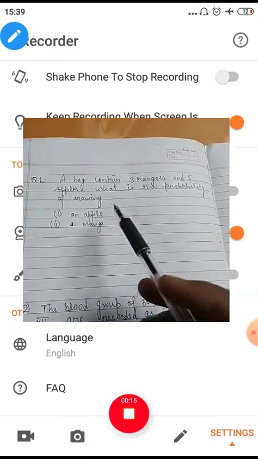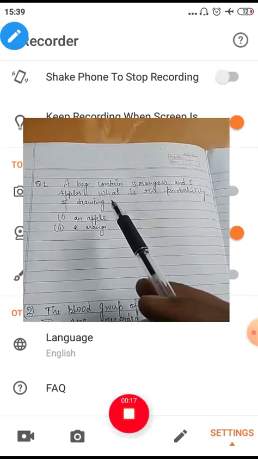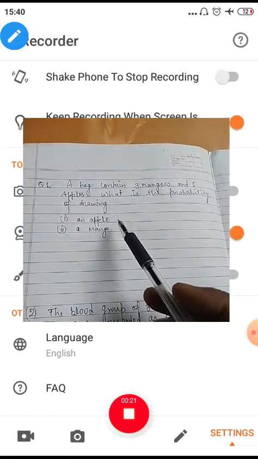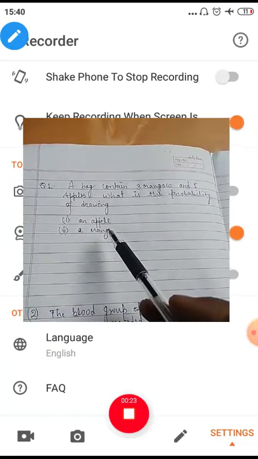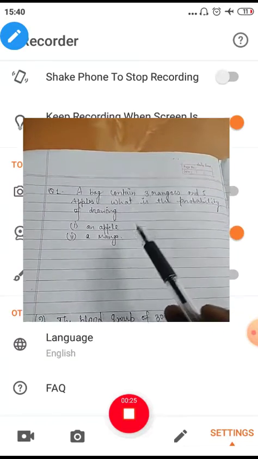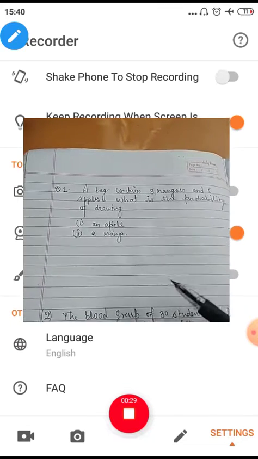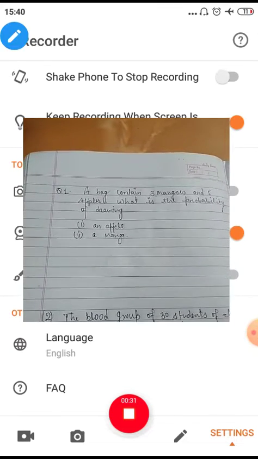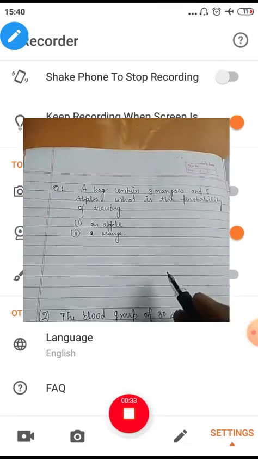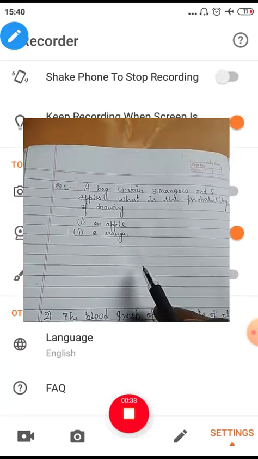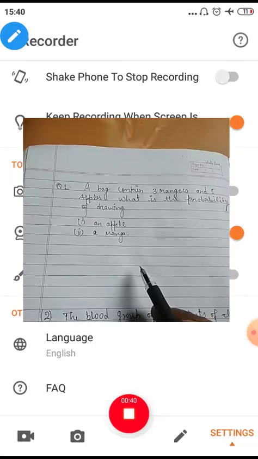A bag contains 3 mangoes and 5 apples. What is the probability of drawing an apple, a mango, without seeing? बिना देखे आपको एप्पल को ड्रॉ करना है तो what is the probability कि वो एप्पल ही होगा, उसकी क्या probability होगी? So, I have explained to you how to find the probability of an event.